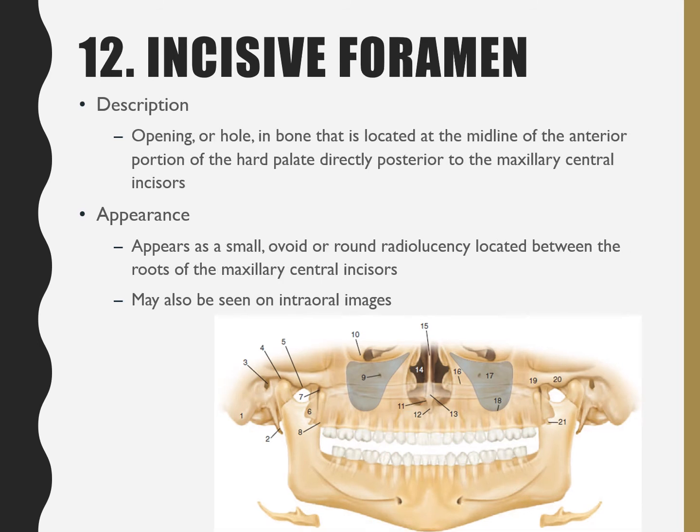Of course, number 12 is the incisive foramen, right? Where that canal exits, where the nerve goes through. And so it is an opening or hole in bone that is located at the midline of the anterior portion of the hard palate, directly posterior to the maxillary central incisors. And in soft tissue, it is covered by the incisive papilla, right? So the appearance here is a small ovoid or round radiolucency located between the roots of the maxillary central incisors. It can also be seen on intraoral images. It's also swapped out for the word nasopalatine, at discretion.